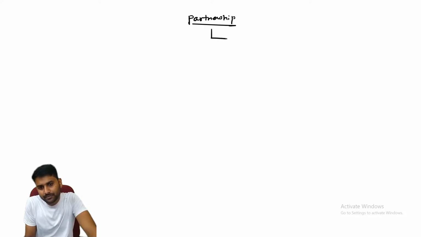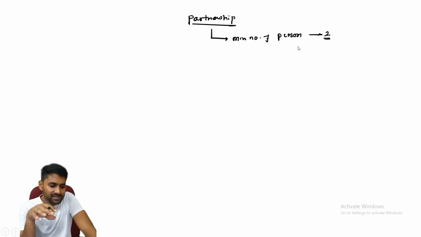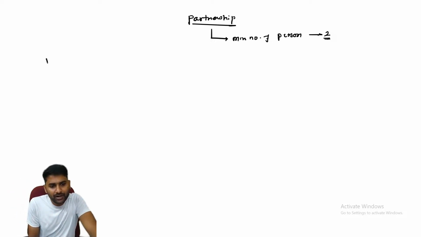Okay, let's go through the information. Partnership. Guys, partnership, minimum number of persons. For any partnership, the minimum number of persons required is two. In any business, if two or more than two persons are in the business, that relation is called a partnership. You should understand that, guys, there are two types of partners.